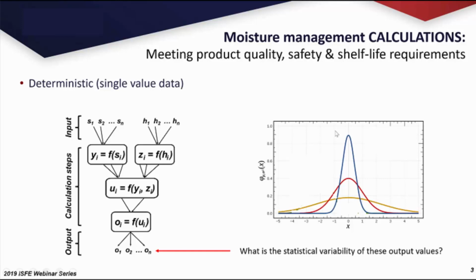But what we're doing is just using the central value of these properties and executing all those calculations, ignoring the variability, which I consider to be the most important source of data that we need to use when we design a product or a process or a storage condition.